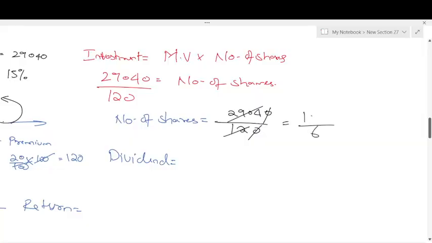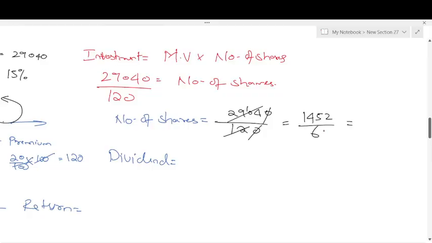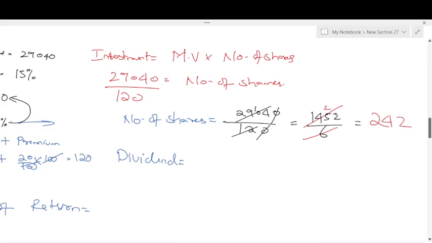Yeah, number of shares will always be a whole number, students. So calculate this 6 directly. 6 1s are 6, 6 2s are 12, 6 4s are 24. What's the answer you got? 242. 32 or 42? 242 is the number of shares.